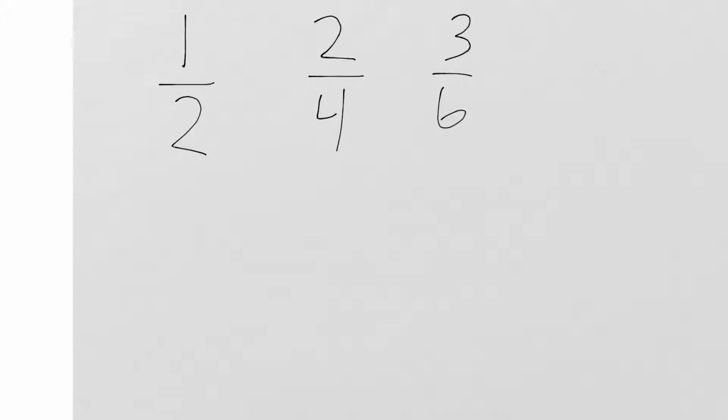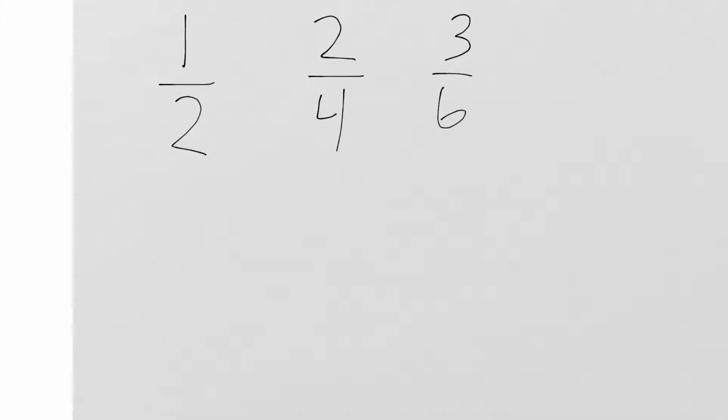Equivalent fractions are fractions that look different from each other, but are worth the same amount. So, easiest example I can think of would be the fraction 1/2. 1 is half of 2. So, equivalent fractions to 1/2 could be 2/4, 3/6, and so on. Now, with these, it's very easy to see. 2 is half of 4, 3 is half of 6.